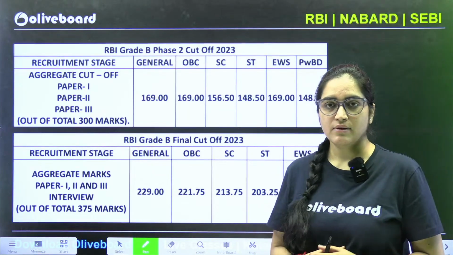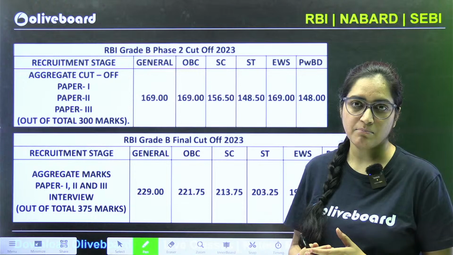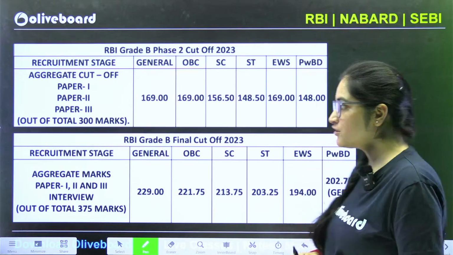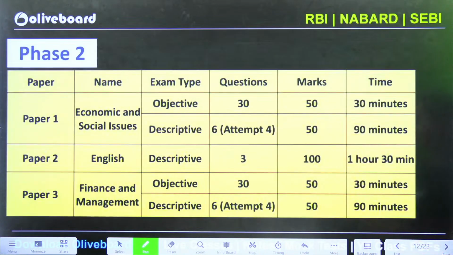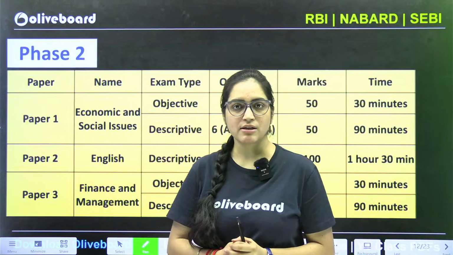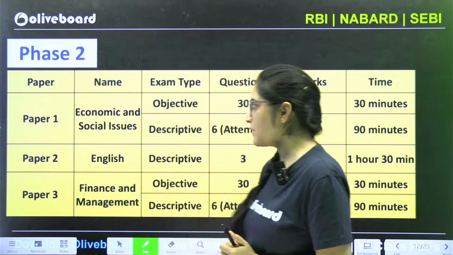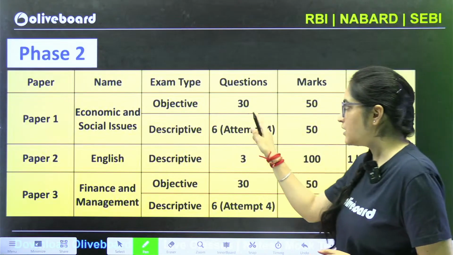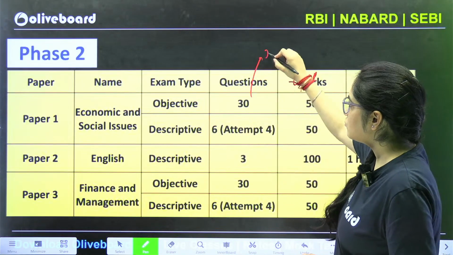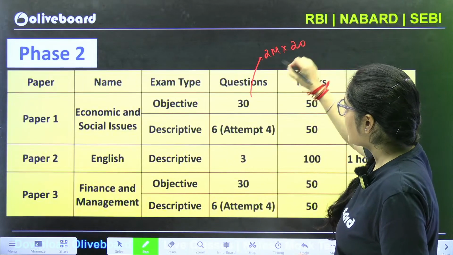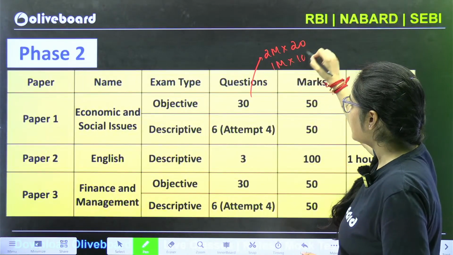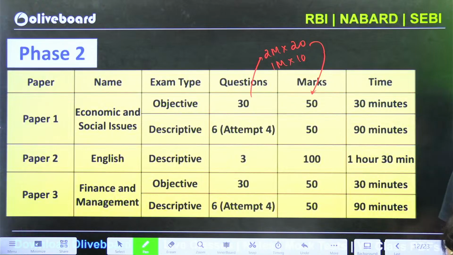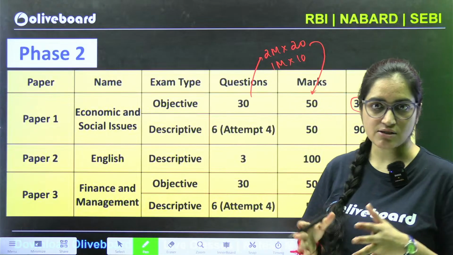Now, let's come on to phase 2 of the paper, which comprises your 3 papers. That is your ESI, Economic and Social Issues, which comes as your paper 1. In paper 1, there is an objective part and a descriptive part. In the objective, there are 30 questions: 20 two-markers and 10 one-markers, making it a 50 marks paper as a whole. You are given 30 minutes, that's the time range.